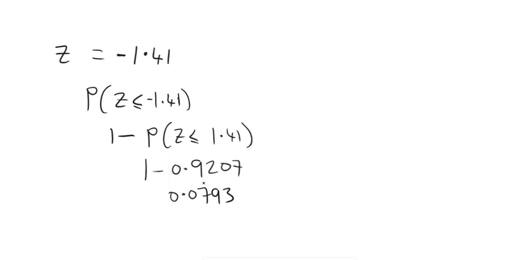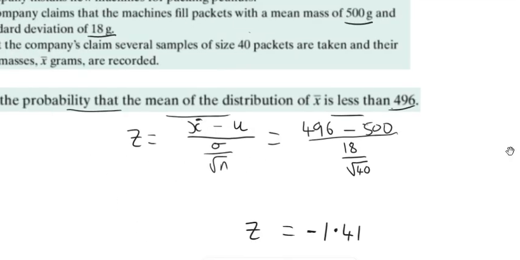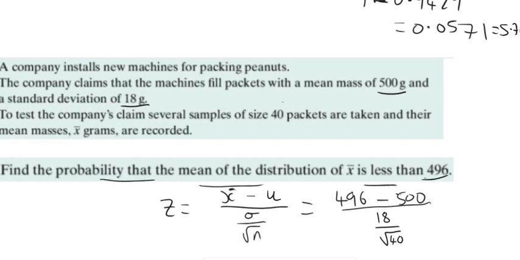That's the probability, so it's a very small probability again that the mean of the 40 packets would be less than 496. Remember that the mean of all of the packets in the company previously had been 500 grams. So that's it.